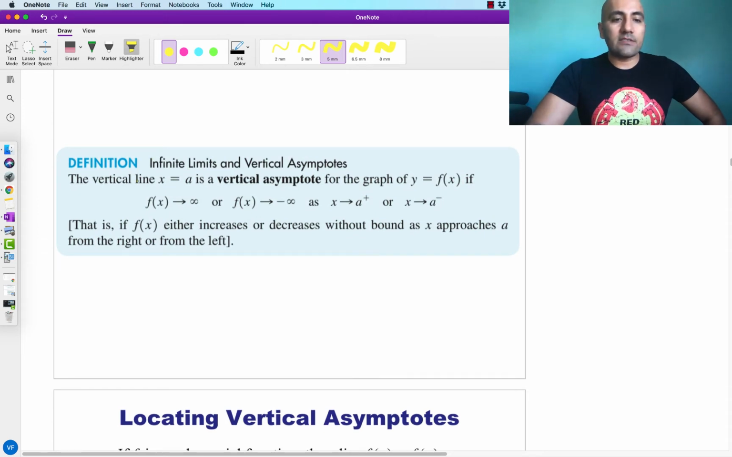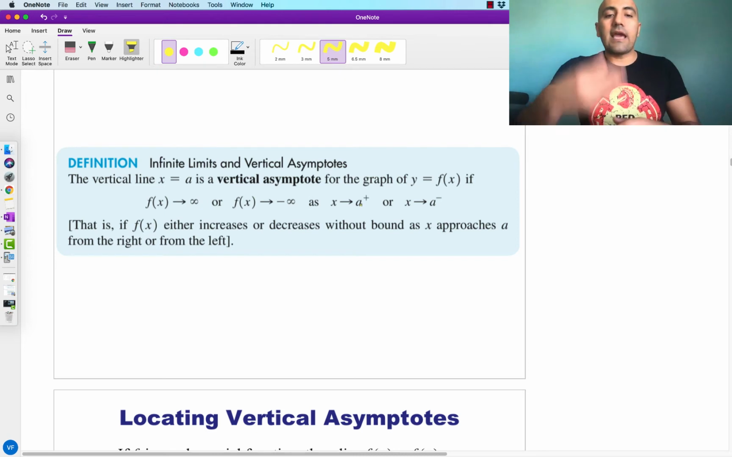Okay, so infinite limits and vertical asymptotes. The vertical line x equals a is a vertical asymptote for the graph of f of x if f of x grows toward infinity or toward negative infinity as x approaches a from the right-hand side or from the left-hand side. So it's what we've been describing. As the input values get closer and closer to a, from one side or the other, the output values either grow toward positive infinity or down toward negative infinity.